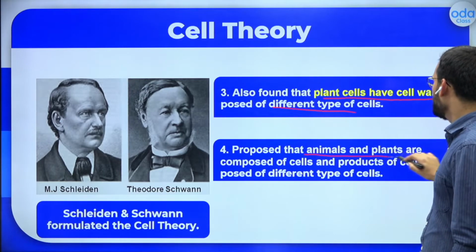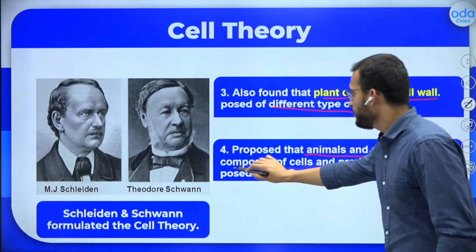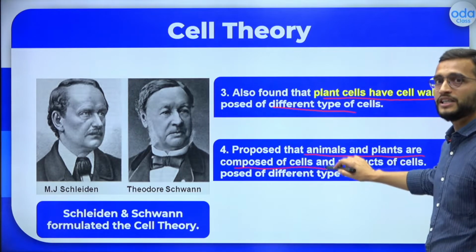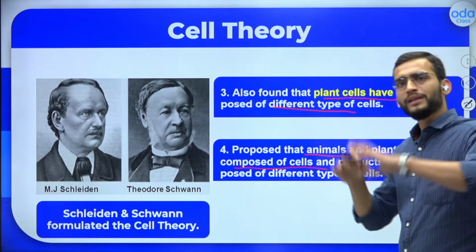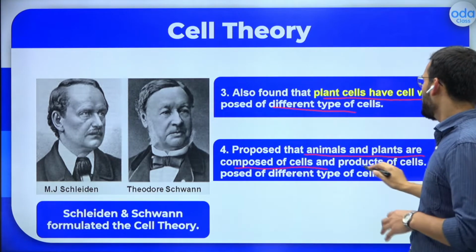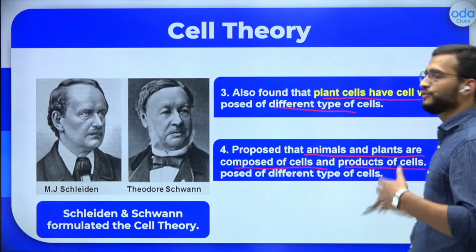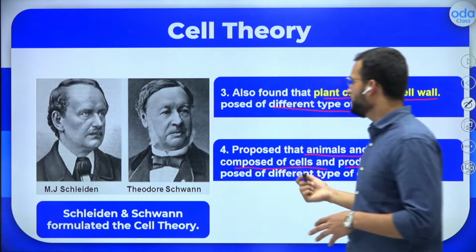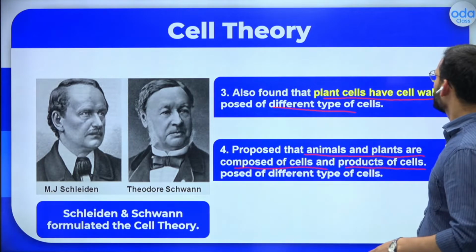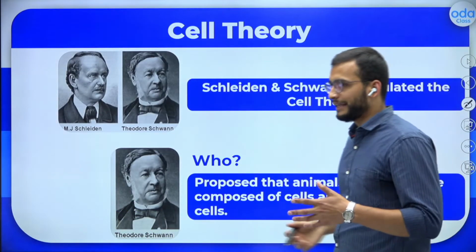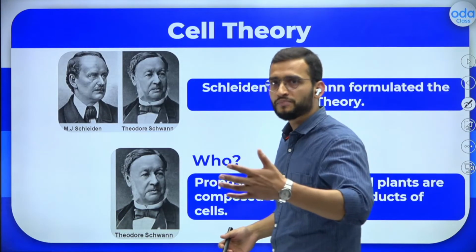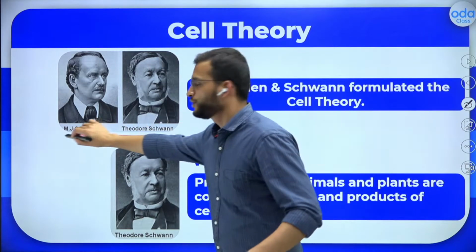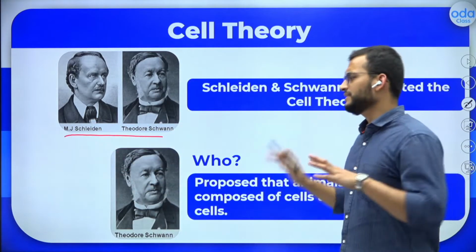He proposed that animals and plants are composed of cells, right? This was his conclusion, that all animals and plants are made up of cells and products of cells. This was the conclusion made by Theodor Schwann according to his research. So if there is a question like who proposed the cell theory, you will write both the scientists' names. Schleiden and Schwann both gave the cell theory.